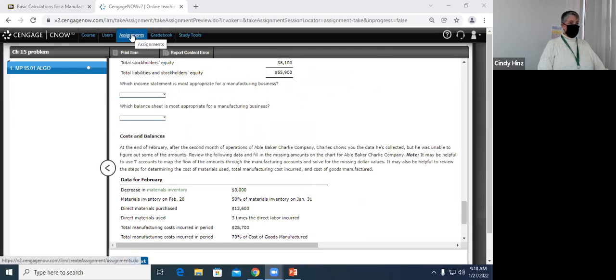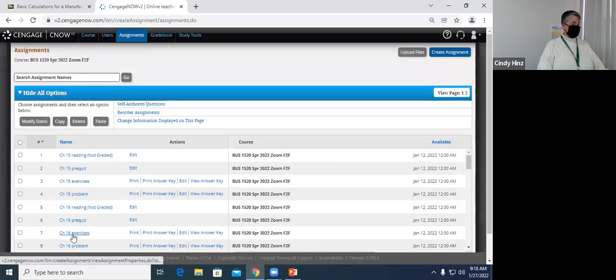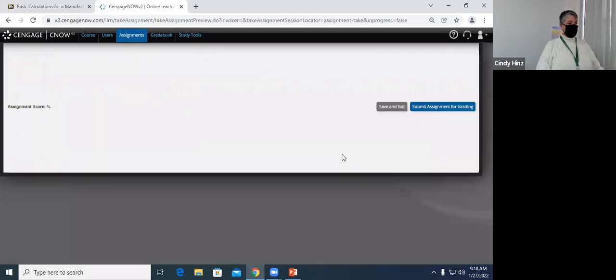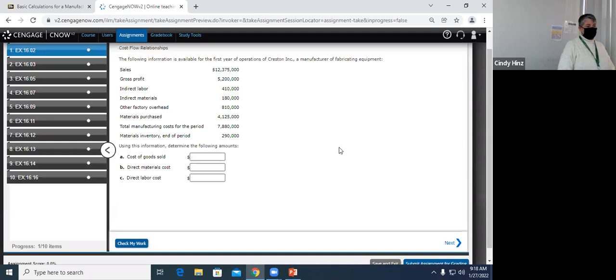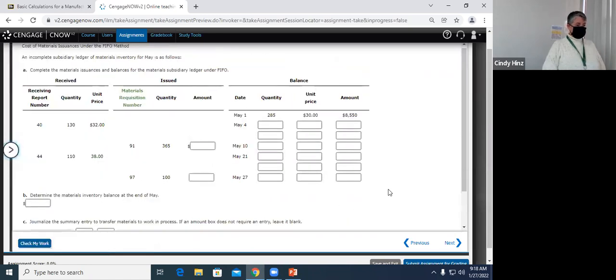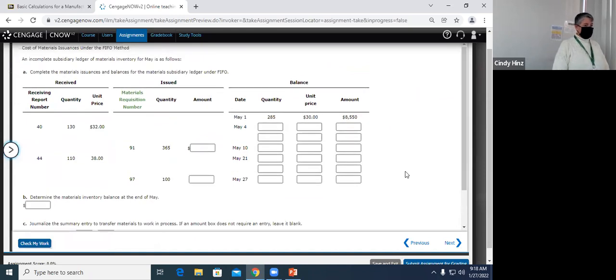And what we're going to do now, unless someone has a question you want to ask, we're going to go to the chapter 16 exercises and pick up where we left off last class. So we had done chapter 16 exercise 1 together in class, or I asked you to do it at the end of class, but it was review of what we had already been doing from chapter 15. So where we're going to start today is on the second exercise, and this is a materials issuance report for the subsidiary ledger. So we're going to take a look at this in just a moment.